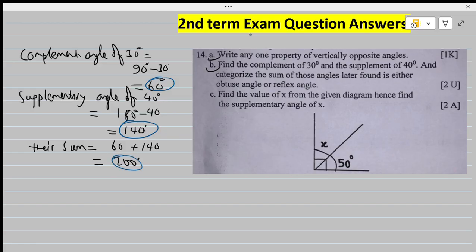And we have to categorize this sum as either obtuse or reflex, right? So an obtuse angle is one which is greater than 90 degree and lesser than 180, so it's not obtuse. An angle which is greater than 180 and lesser than 360 is a reflex angle, so it lies in that category. So 200 degree is a reflex angle.